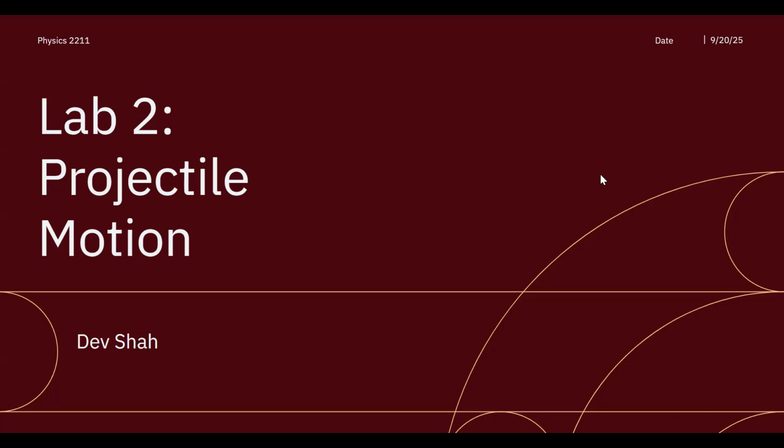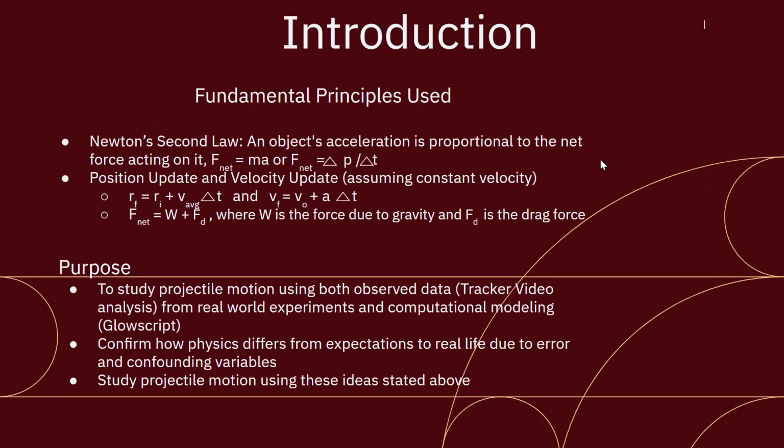The fundamental principles used in this Lab 2 were Newton's second law, and how the change in momentum of an object over time gives the net force on the object. The position update and velocity update formulas were also used in this lab. The position update is final position equals initial position plus average velocity times time, and the final velocity is initial velocity plus acceleration times time, as well as how the net force was equal to the force due to gravity on the object plus the drag force.